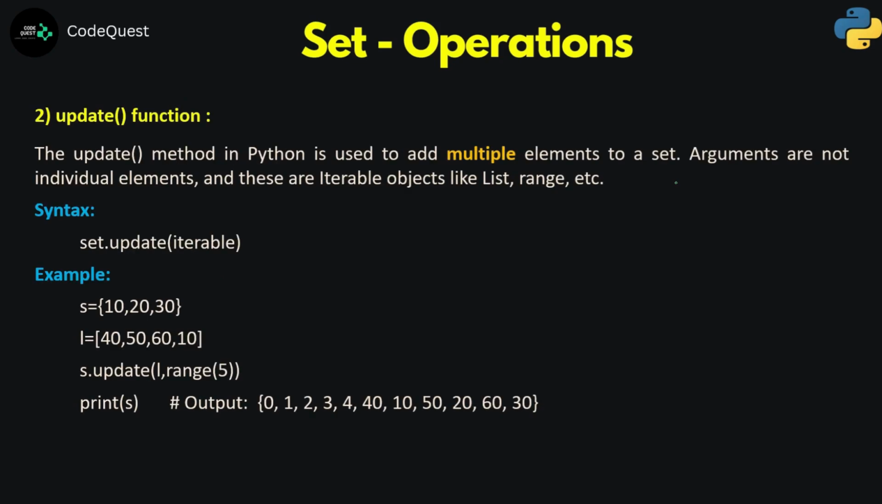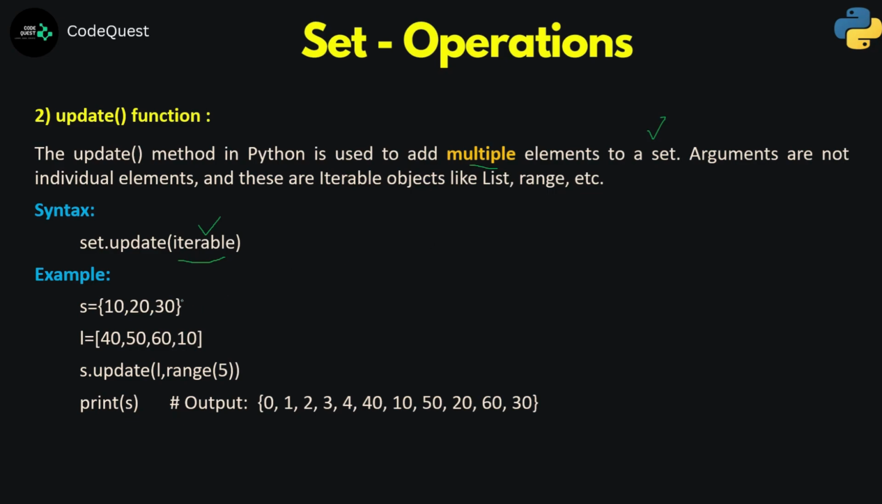Now the next method is your update. The update method is basically used when you want to add multiple items into a set. So with add we could add only one element at a time, whereas by using update we are allowed to supply multiple elements to a set. And the argument that I'm going to supply for update is normally an iterable, which means it can be a list, can be a range, can be a set.